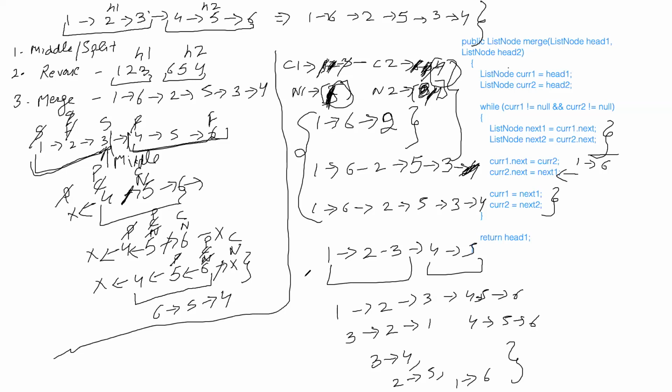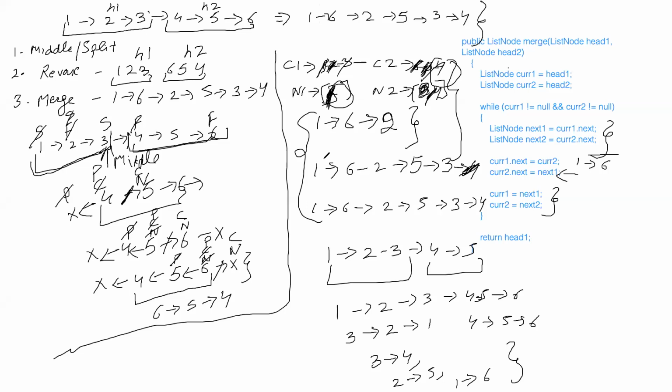Right? 2 and 5 to 3 and 4, yeah. Okay. Right. Now, my head would point to 1 and 6. Now I prepend 1 and 6. Right? But how do you go back from 3 to 1? Go back from 3 to 1? Because I already reversed the first half.